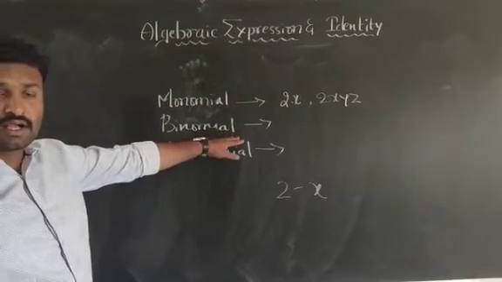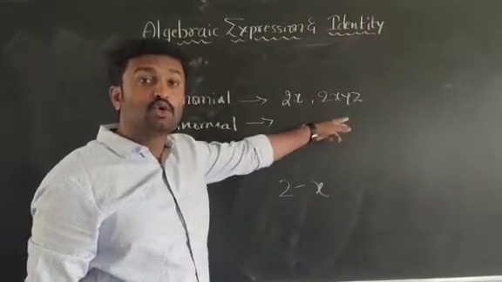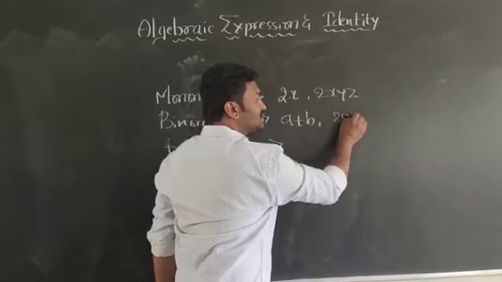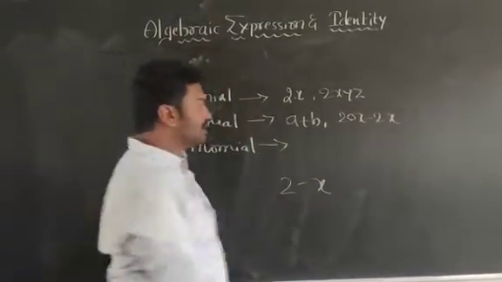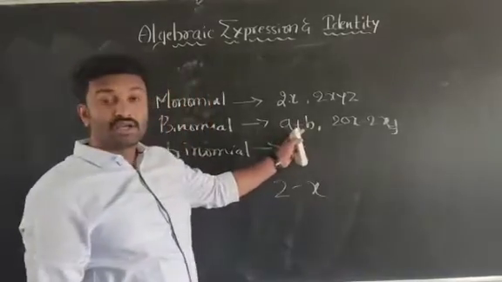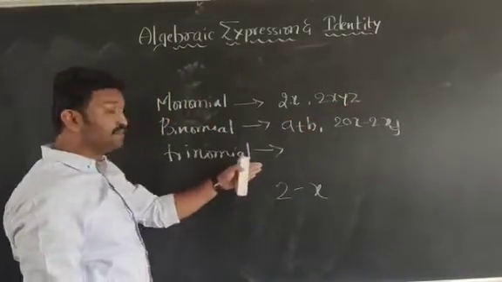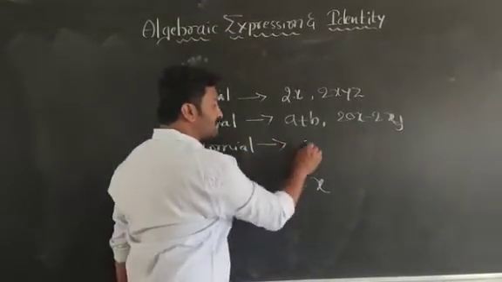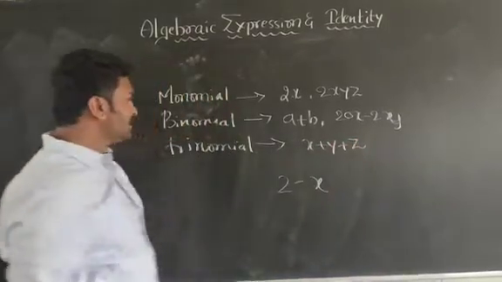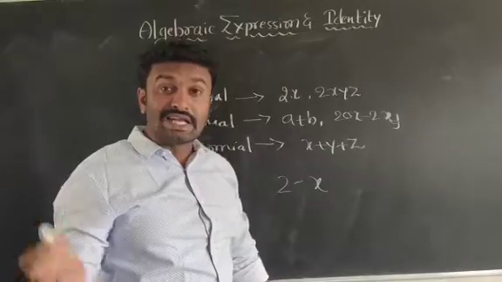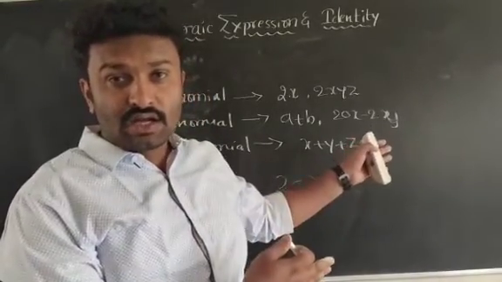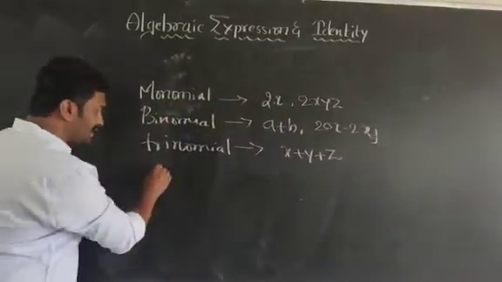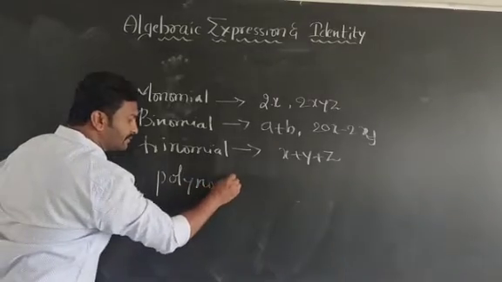Next, binomials. What are binomials? An expression with two terms. For example, a plus b, 20x minus 2x or 20y are called binomials. Trinomials, an expression having three terms. For example, x plus y plus z is called trinomial. If more than three terms are there, then we call it a polynomial.